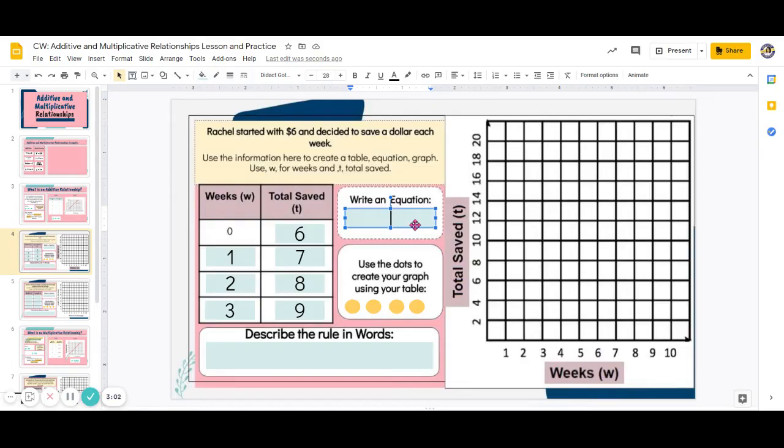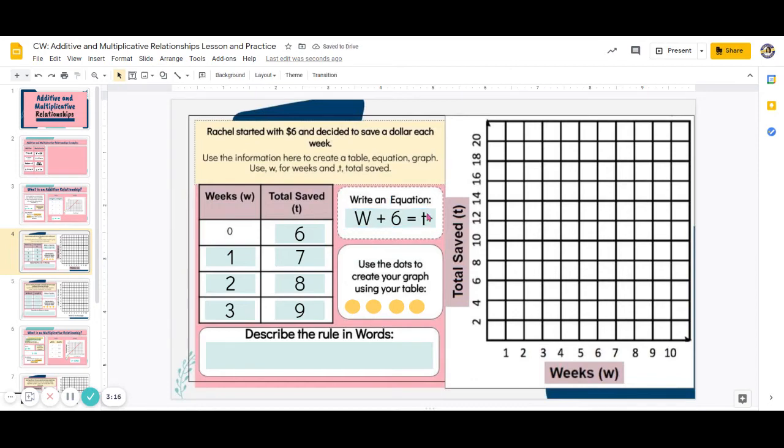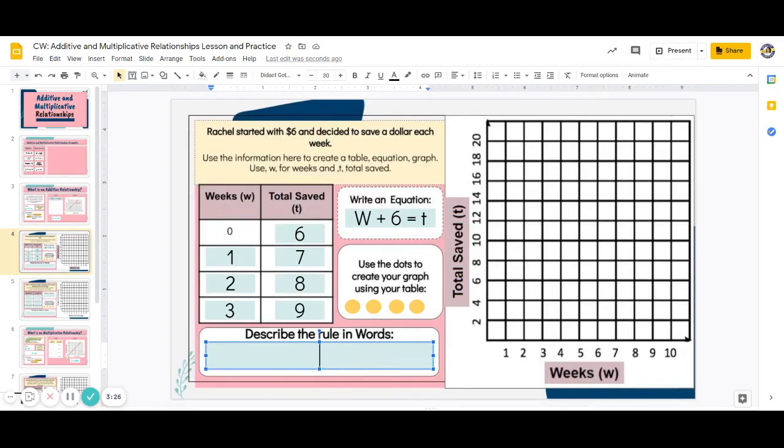So our equation is going to be, actually, let's do the number of weeks plus 6 gets me my total saved. Whatever week we're on, plus the 6 that I started with, gets me the total that she saved. And then describe the rule in words. W plus 6 is our total. So, number of weeks plus 6 is going to give us our total.